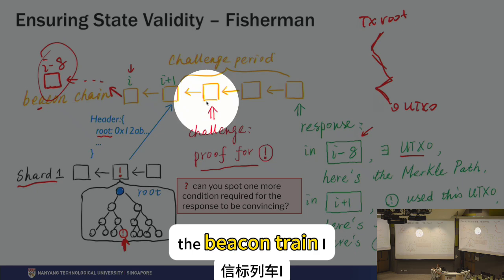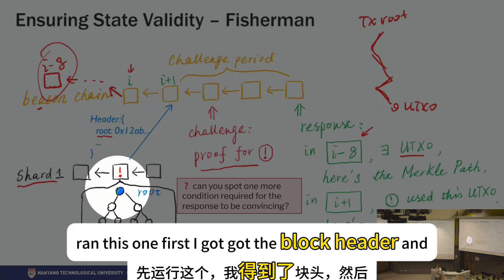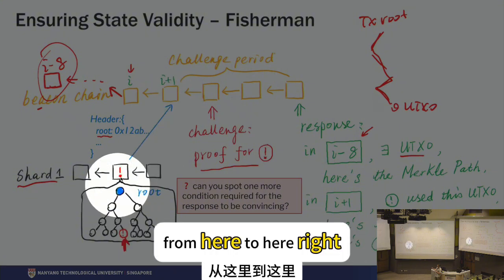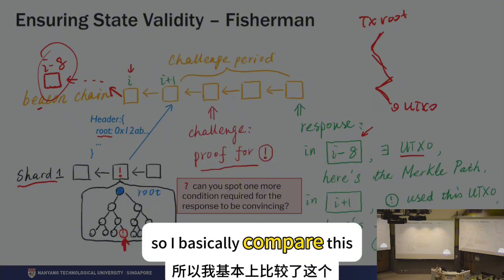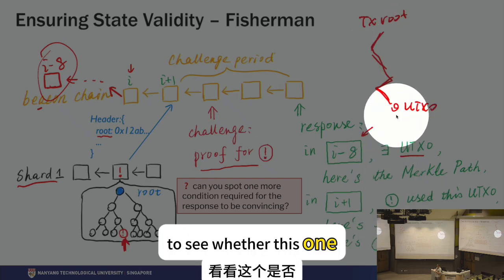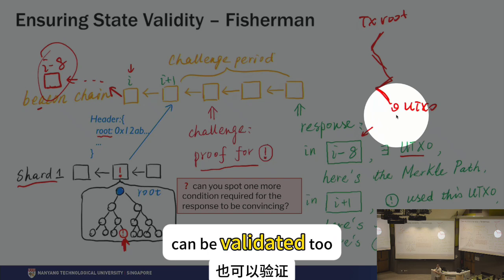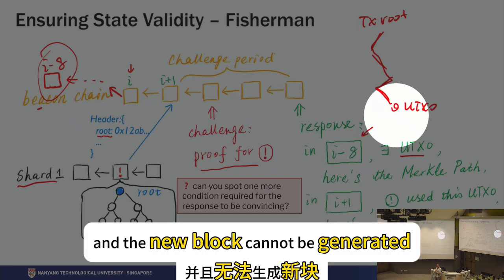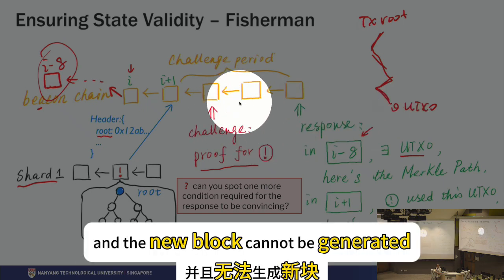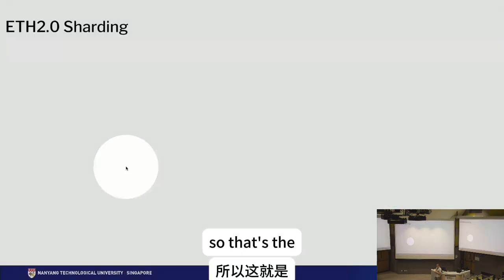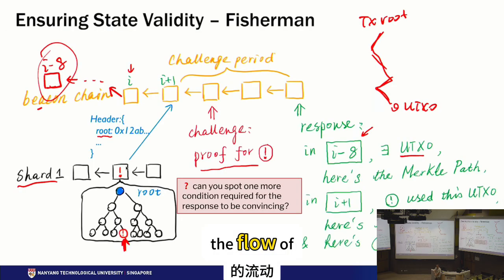Because for the beacon chain, I ran this one first, I got the block header, and I can get the block header state from here to here, right? So I basically compare this Merkle path with this Merkle path to see whether this one can be validated. If not validated, it means the fraud proof is valid, and the new block cannot be generated, and the whole transaction will be rolled back. So that's the flow of fraud proof.